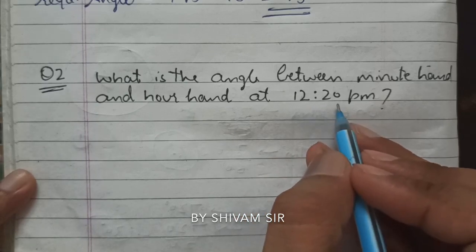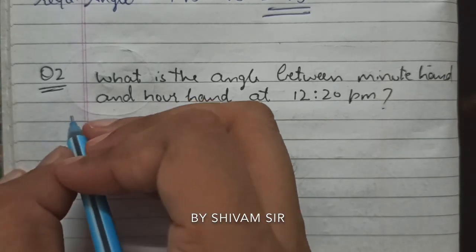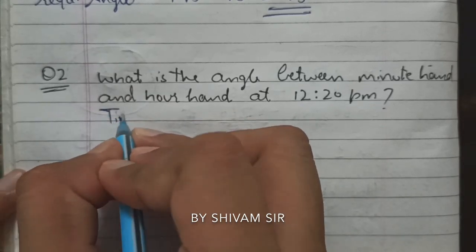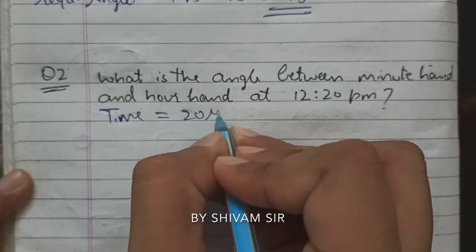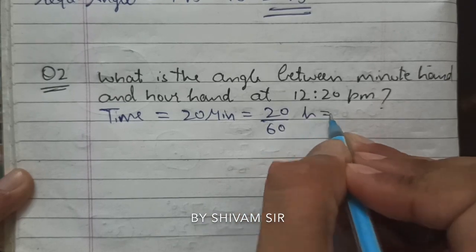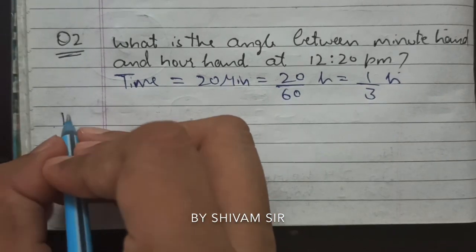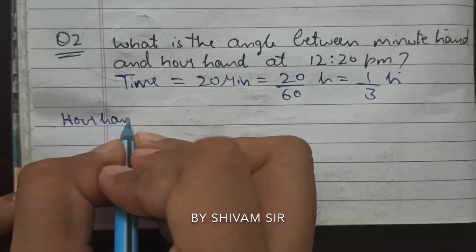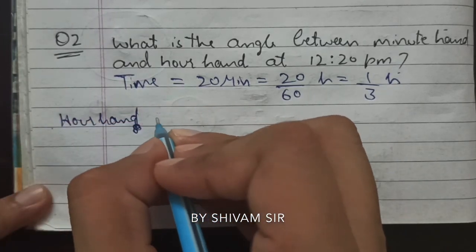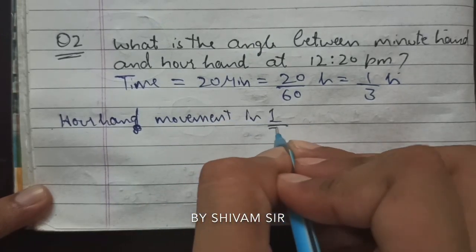So how many minutes has it rotated now after 12 noon? 20 minutes, right? So in 20 minutes, let's consider time is equal to 20 minutes. If we want to convert it into hours, it will be 20 upon 60 hours, right? Or we can say 1 by 3 hour, right? So if we are considering the hour hand, the hour hand movement in 1 by 3 hours.